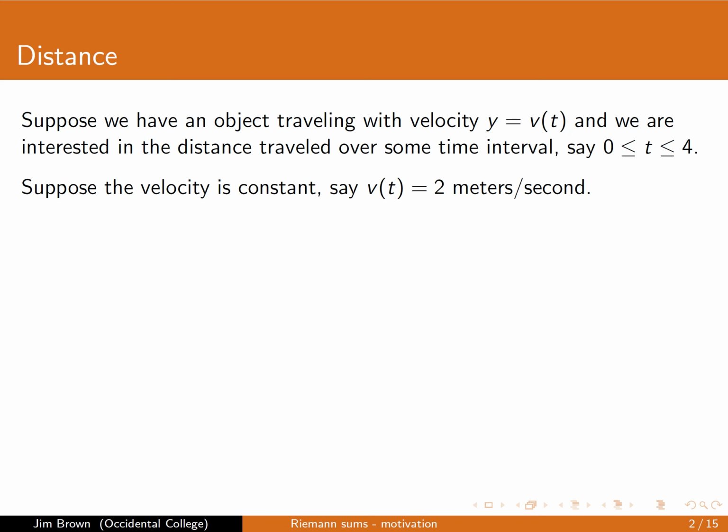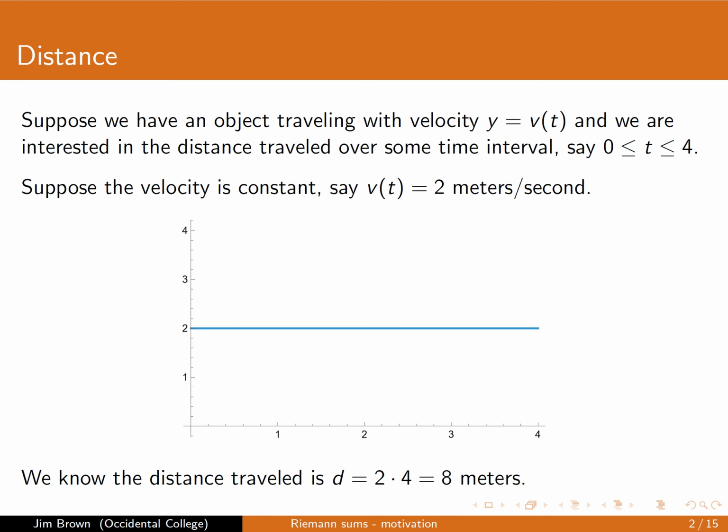So if the velocity is constant, we know that the distance is equal to the rate times time. So in this case, the distance traveled would just be the 2 meters per second times the 4 seconds. So here is the graph of our velocity function. It's just 2 the entire time. So we know that the distance traveled is rate times time. So in this case, the object would travel 8 meters over that 4 seconds.